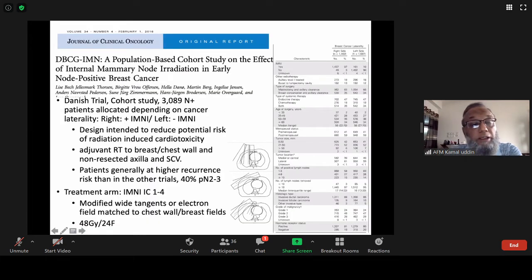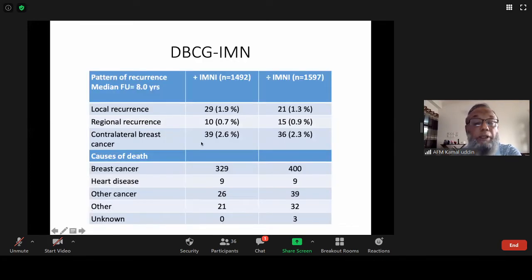They looked at 3,089 node positive patients, and depending on the laterality, on the right they gave IM node irradiation, and on the left they did not. And they treated the patients with 48 gray in 24 fractions. And they have shown that with IM node radiation and without IM node radiation, there is a difference of local recurrence, which is not that significant.